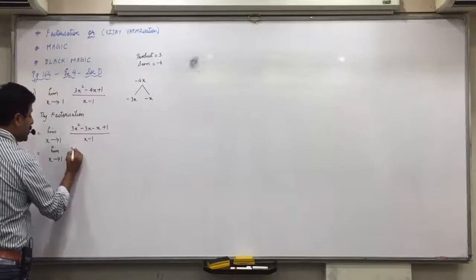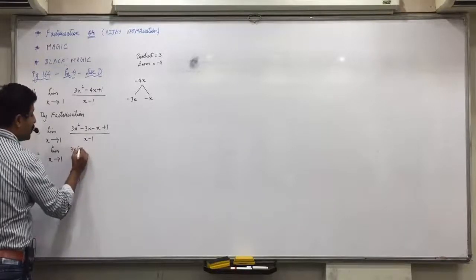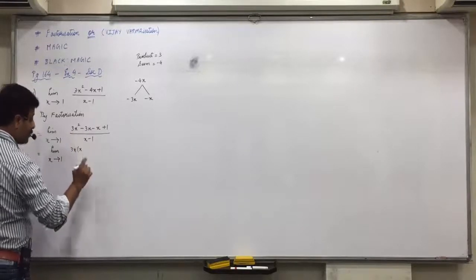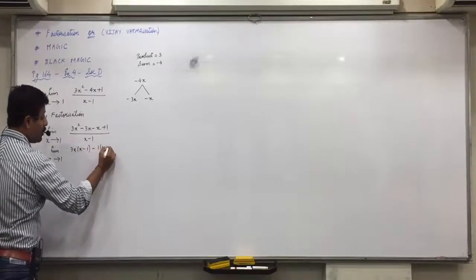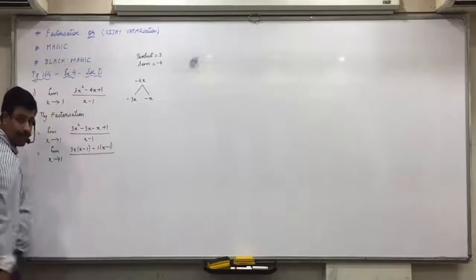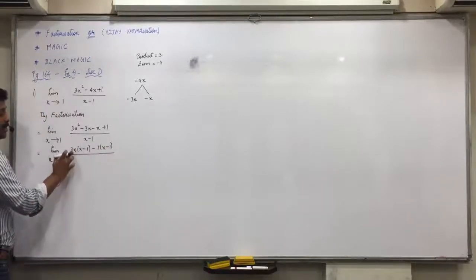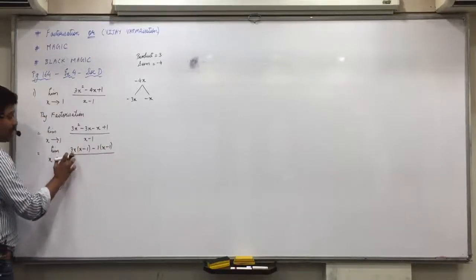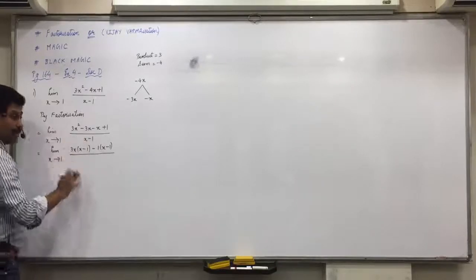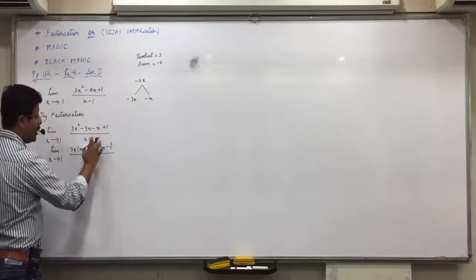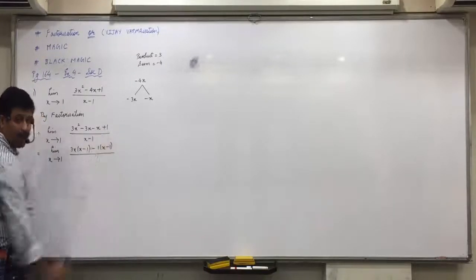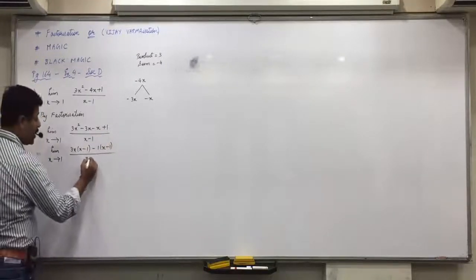That is equal to limit x tends to 1, 3x square minus 3x. 3x is common, bracket x minus 1. Minus 1 is common in bracket x minus 1. Here 3x is common, so 3x into x, 3x square, 3x into minus 1, minus 3x. Here minus 1 is common, so minus 1 into x, minus x, minus 1 into minus 1, that's 1. And divided by x minus 1.